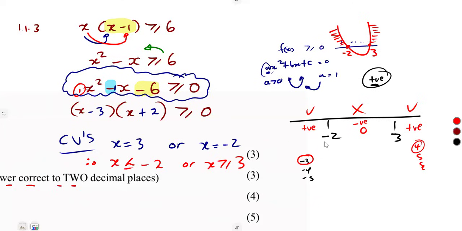This region of values that are less than or equal to -2, or this region for values that are greater than 3. So that is x is what? Greater than or equal to 3, this condition.